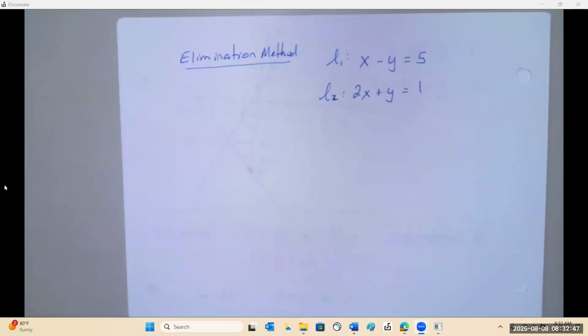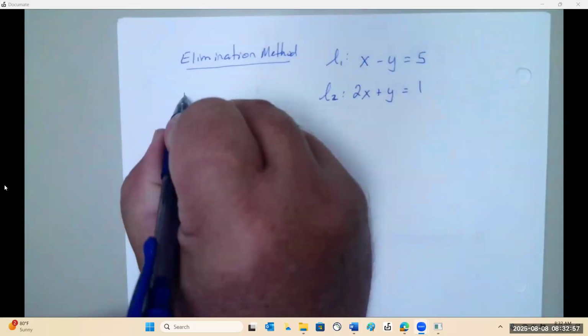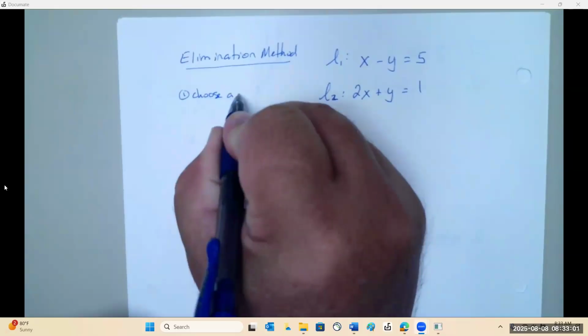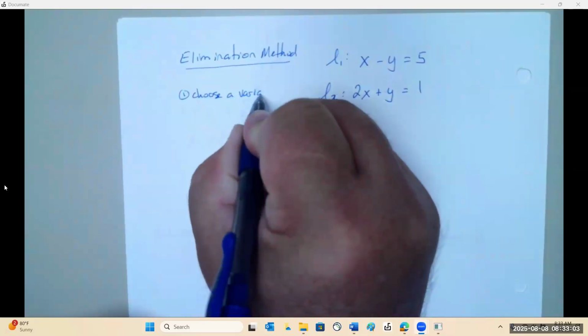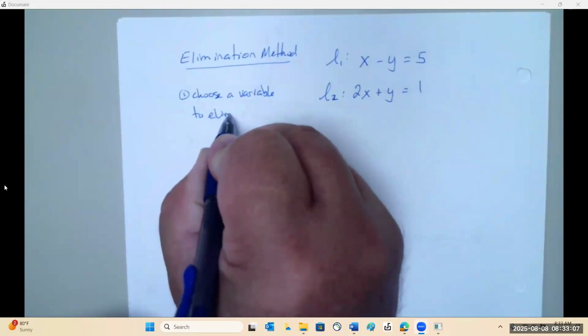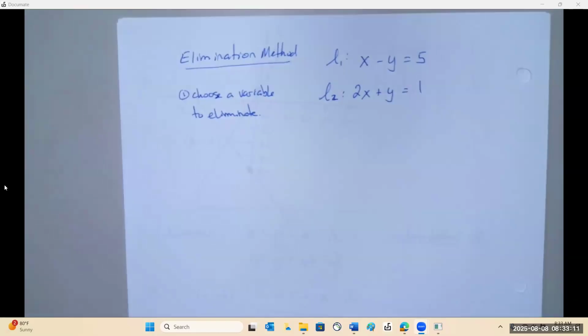The elimination method is just that. Our first step is we want to eliminate a variable. So first step, choose a variable to eliminate. What does that mean? Pick a variable that when we add the two lines together, it'll cancel.